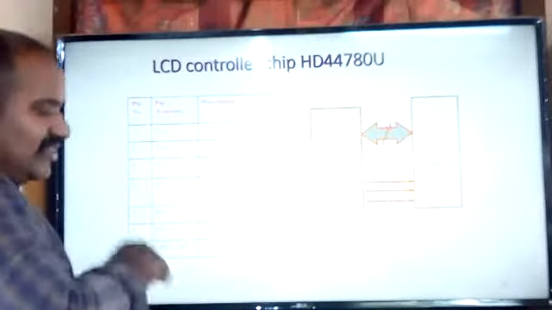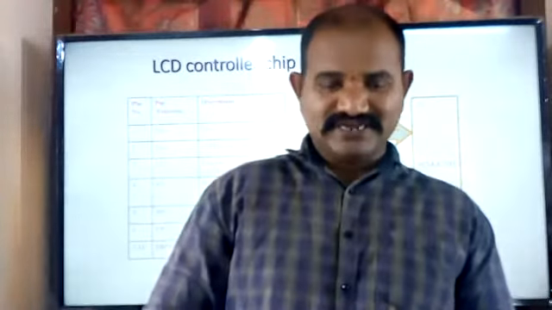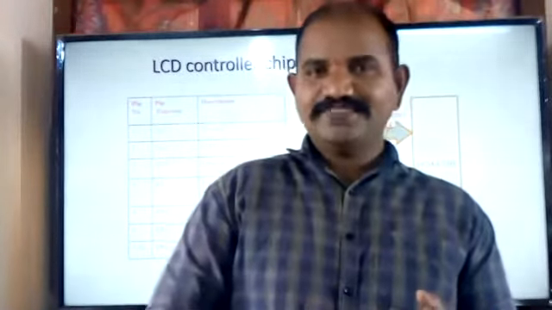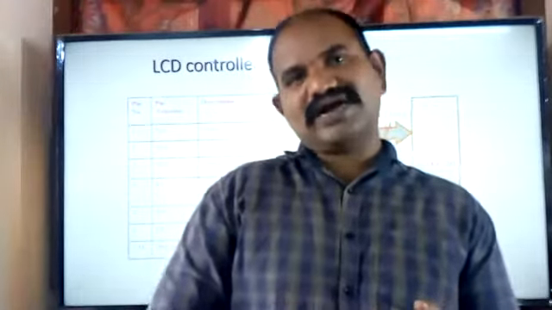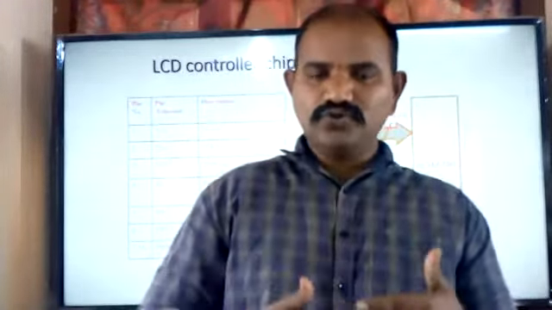Another thing is that the LCD module has a controlling block inside it. That LCD module controller accepts information in two formats: the information may be in data format or in command format. So we can send two types of information to the LCD module to display your information: one is command format and another is data format.